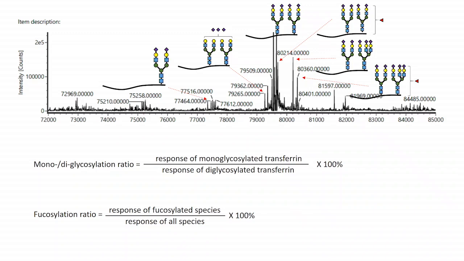So we calculate the monoglycosylation ratio, which is the response of a monoglycosylated transferrin, which is this one, compared to that of a diglycosylated transferrin. And the fucosylation ratio will be the response of all the fucosylated species, which are those with a red square, for example, this one and also this one, compared to the response of all the other species.